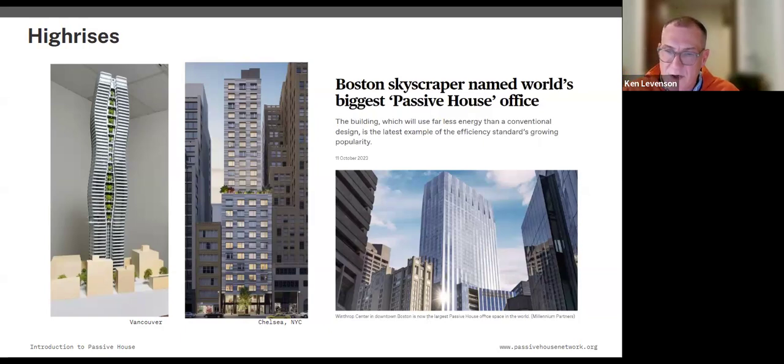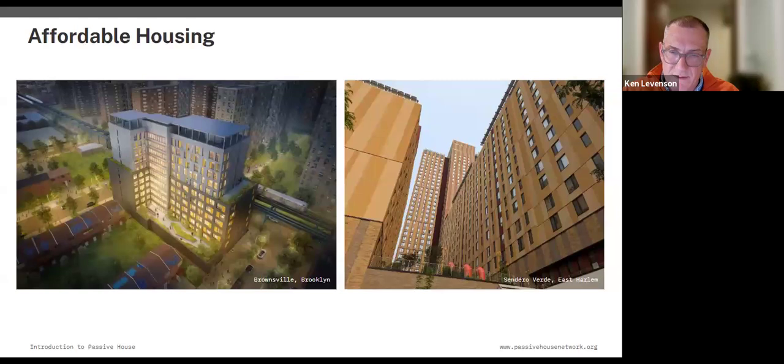And they wanted to deliver an office product on the market in Boston that was hitting all the marks in sustainability and quality of occupant experience. Affordable housing we see very big, where in New York, in Pennsylvania, in Massachusetts, and a growing number of other locales, real incentives have come online.